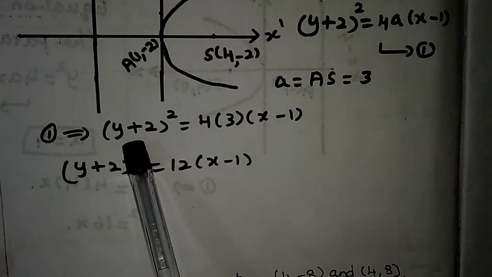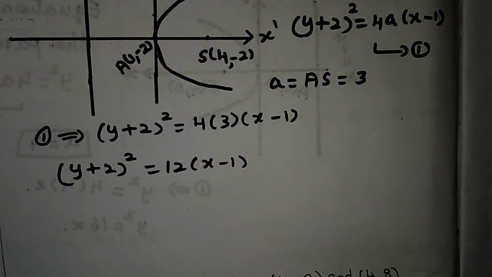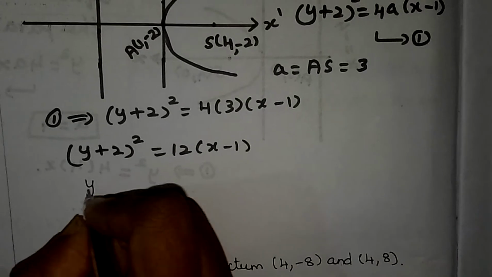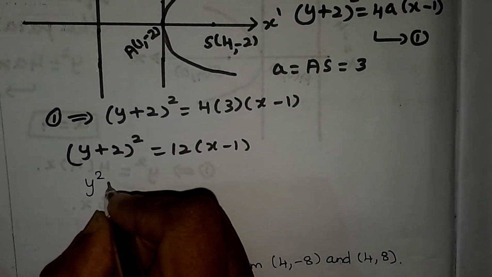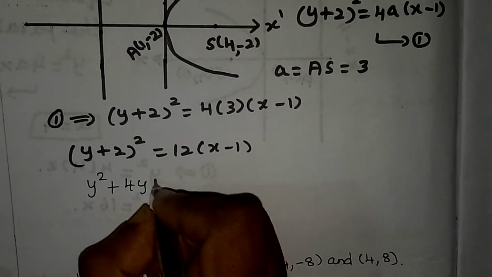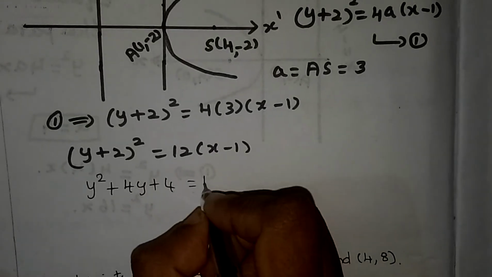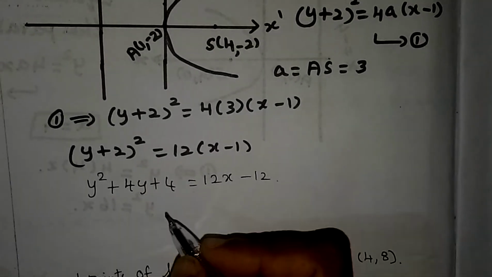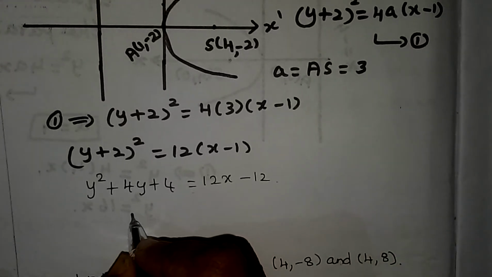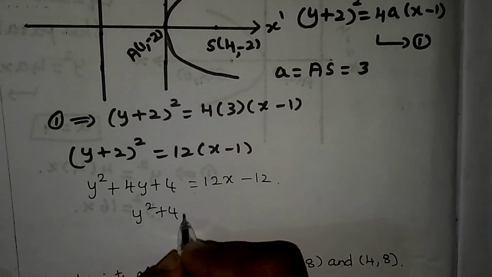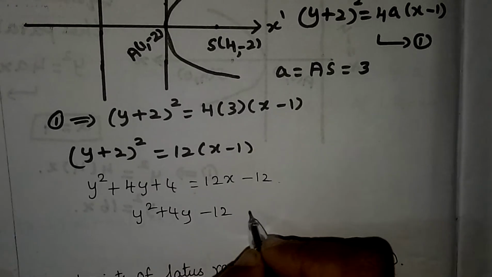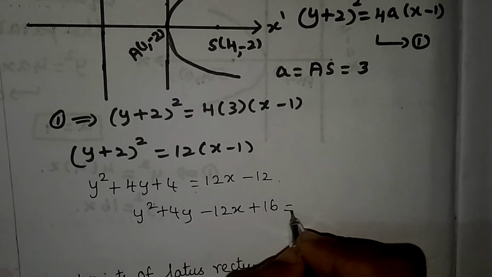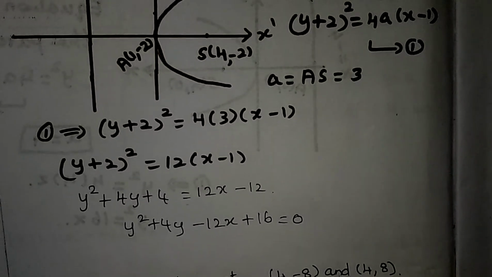Now you can expand it. Here they did not expand, but you can expand. The answer may be in any form. So when we expand it, it is y square plus 4y plus 4 equal to 12x minus 12. So now we take all the terms to one side. It is y square plus 4y minus 12x. Then here 4 plus 12 it is 16. So plus 16 equal to 0.